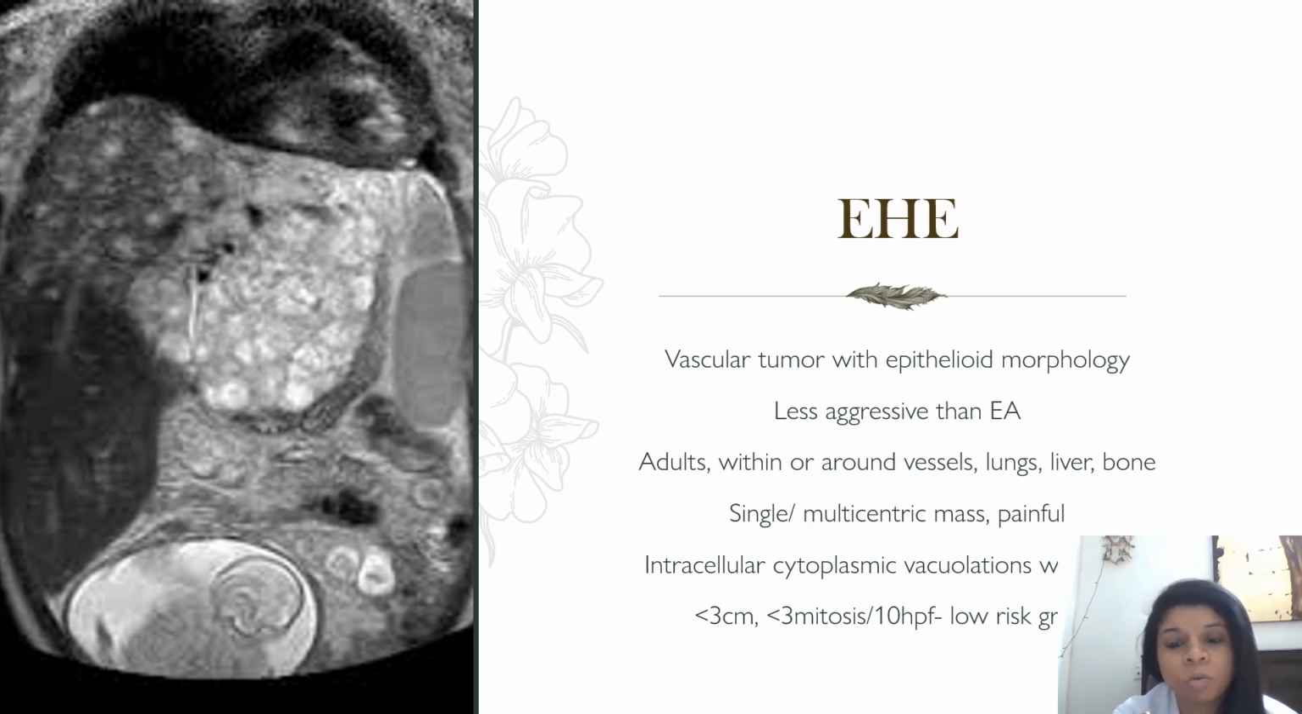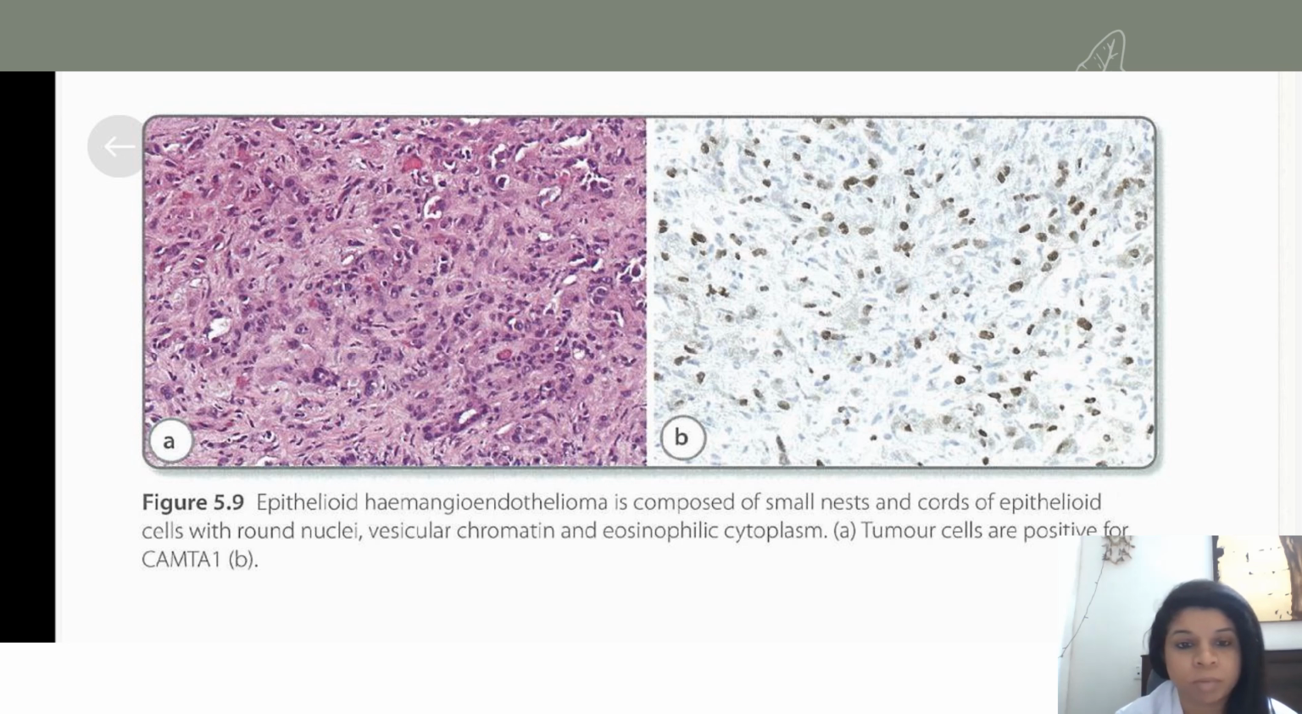And low risk group comes as less than 3 centimeter in diameter, less than 3 mitosis per 10 high power field. So if it is more than 3 centimeter and more than 3 mitosis per 10 high power field, it goes to high risk group. And they can also show intracellular cytoplasmic vacuolations with RBCs, like cytoplasmic vacuoles with RBCs can be seen in epithelioid hemangioendothelioma. As you can see here, vacuolations with the RBCs, that is inside the cell cytoplasm itself.